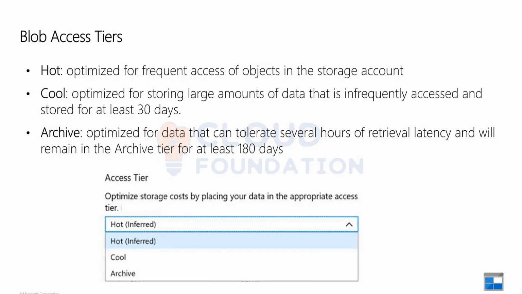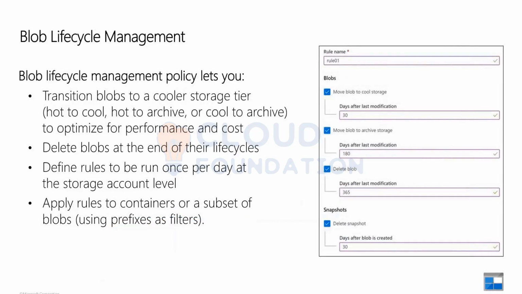Whereas if you go to the cool tier or the archive tier, the cost will reduce. Archive tier also gives you an option of reducing the cost even if you have a large amount of data. In terms of blob lifecycle management, what we are saying is that after a certain set of days, maybe 30 days or 80 days, move from one tier to the second tier. Maybe if you want to delete some of the contents and you want to create a rule for that, you can create a rule over here.